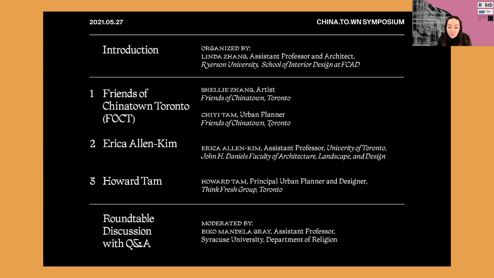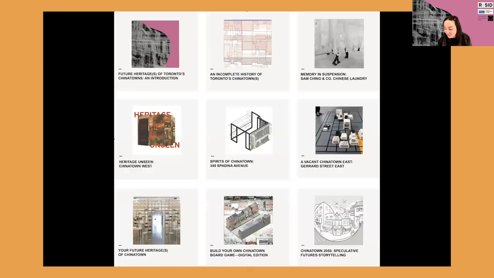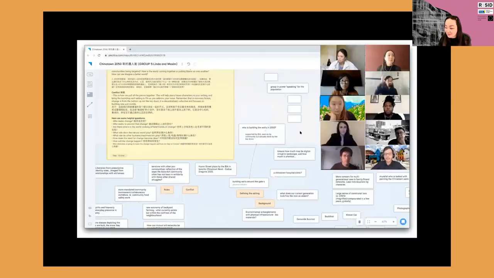So I'm going to start with a short introduction, which will be followed by presentations from Focht, Erica Allen Kim, and Howard Tam. And then we'll end again with this roundtable led by Biko. This symposium is actually one component of a larger Intersections Festival project, which includes a digital exhibit featuring 9 projects exploring the possible future heritages of Toronto's Chinatowns. So be sure to check out the Museum webpage for more information, and you can also find a link in the chat.